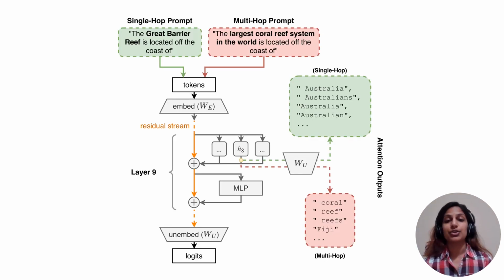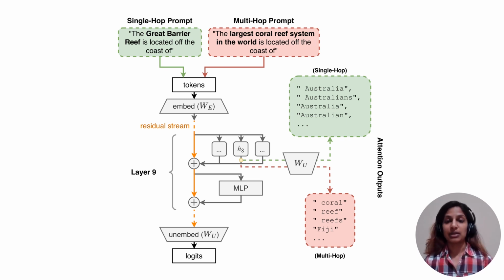We now return to our single versus multi-hop pair example. "The Great Barrier Reef is located off the coast of" versus "the largest coral reef system in the world is located off the coast of." Our goal on this slide is to see if we can localize the model's behavioral difference between the single versus multi-hop prompt. We do this by applying the model's unembedding matrix directly to the cached outputs of individual attention heads in the model. In this example, we have localized a source of behavioral discrepancy on layer 9, attention head 8.